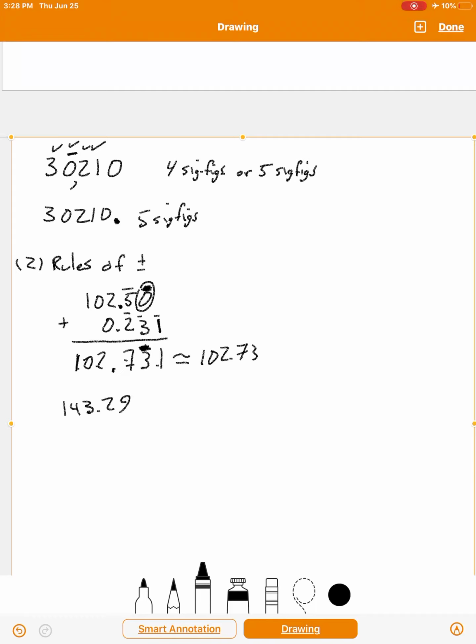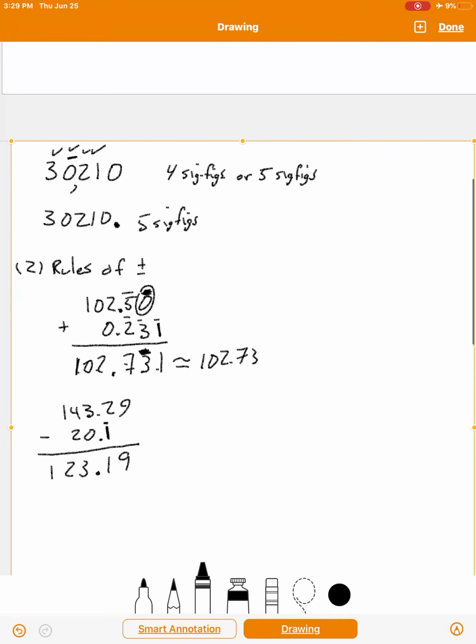143.29 minus 20.1. Again, you line everything up. Do the arithmetic. 91.321. Then you round to the column that goes the fewest number of digits. This one only goes 1 digit past the decimal point. So we're going to round it here.